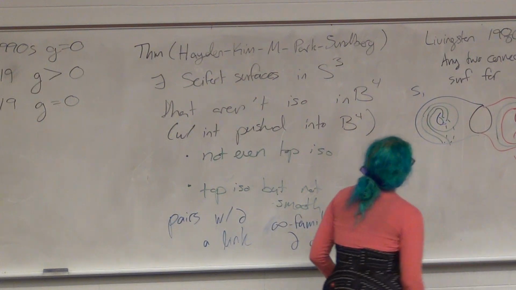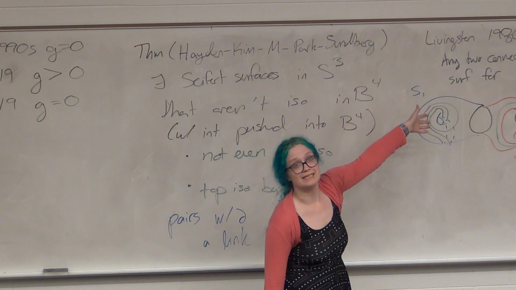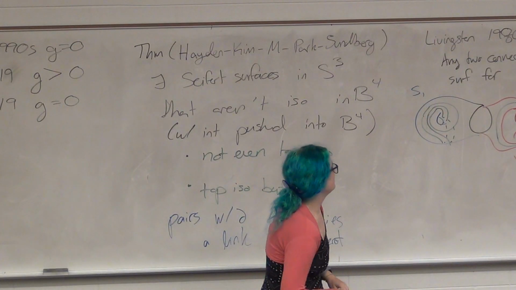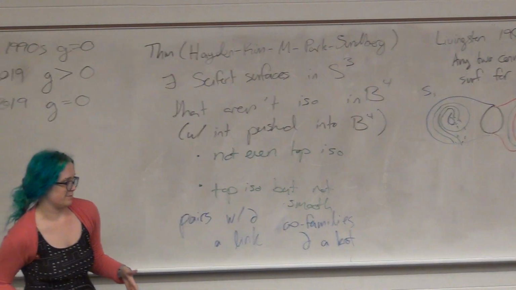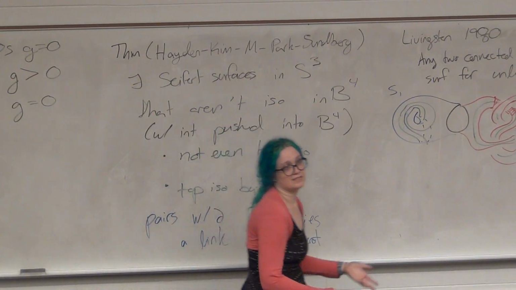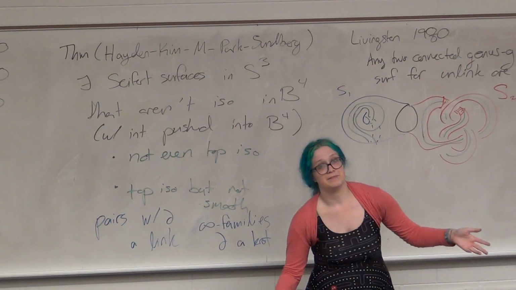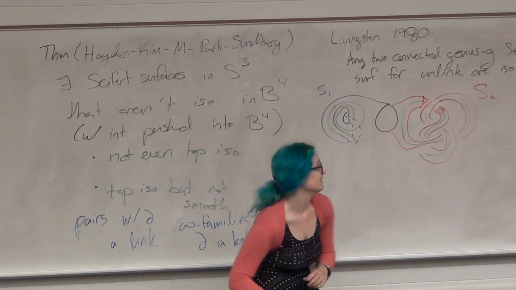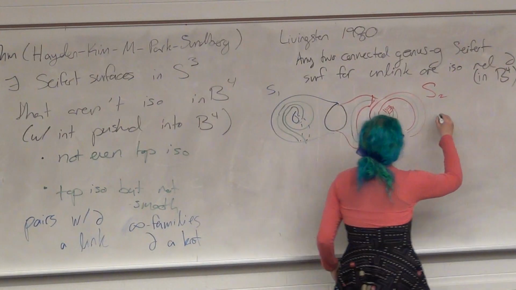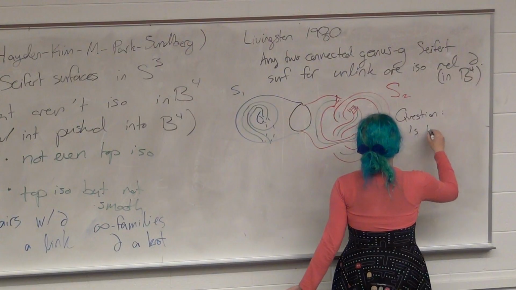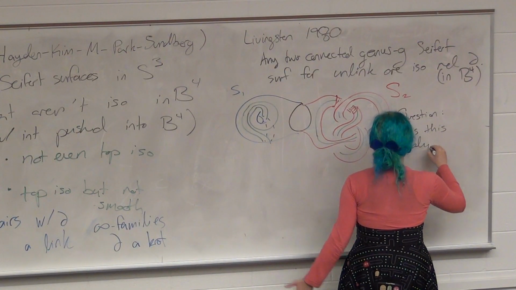And he had this paper where he showed, well, that's a general fact for unlinks. Surfaces become isotopic in B4, connected surfaces. And so he phrased it as more like, well, surely it can't be the case that this is true for every knot or link in S3, but he didn't know how to make the example at the time. Okay. So I'll write question of Livingston. Is this always the case?